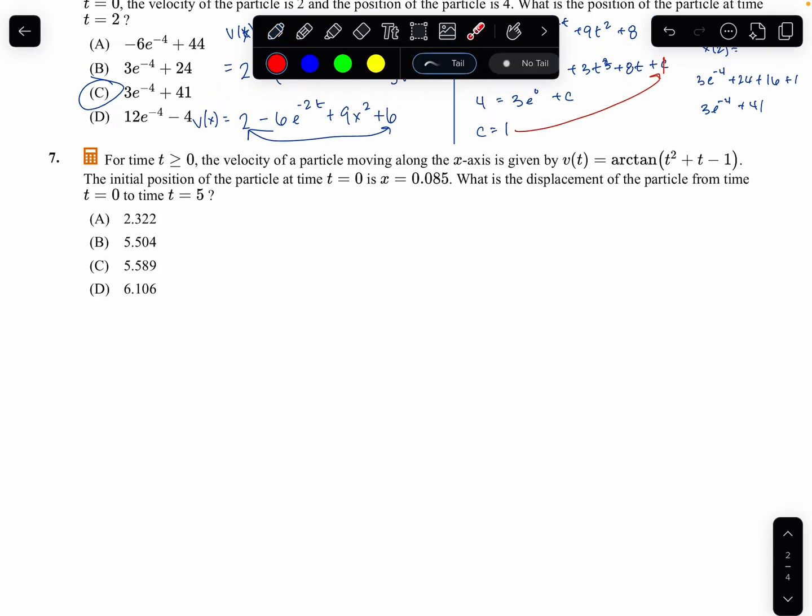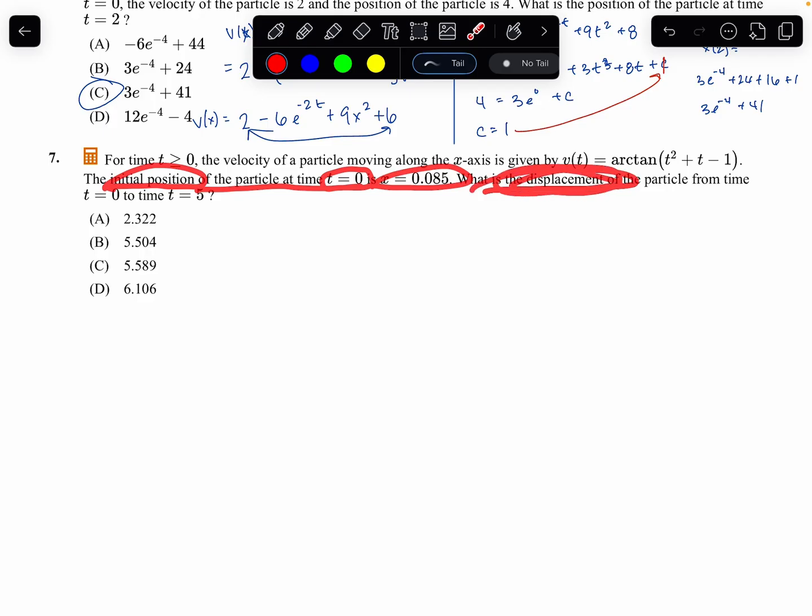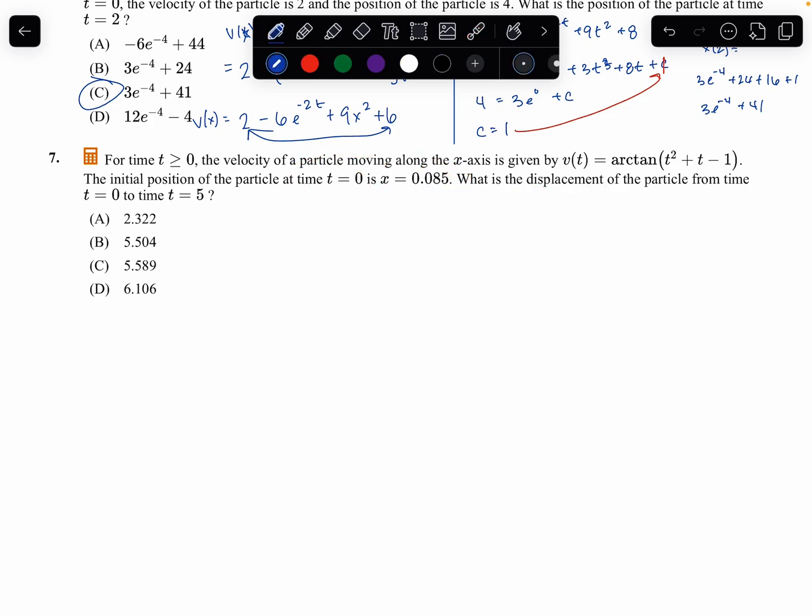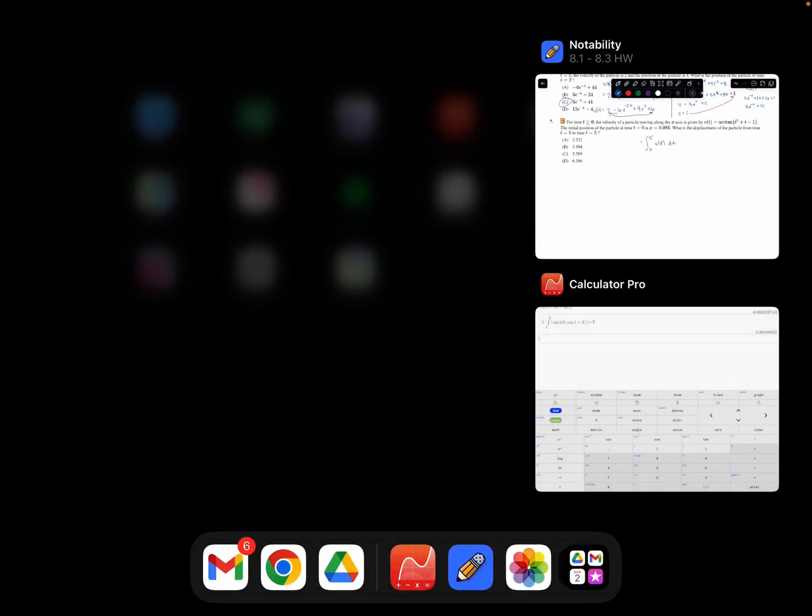All right, for 7. For t is greater than or equal to 0, the velocity of a particle moving along the x-axis is given here. The initial position of the particle at t equals 0 is here. What is the displacement of the particle? So just so you know, displacement shouldn't matter what the initial was. I don't think anyways. So the displacement is going to be equal to the integral from 0 to 5 of v of t dt. So using the calculator, arctangent of t squared plus t minus 1.